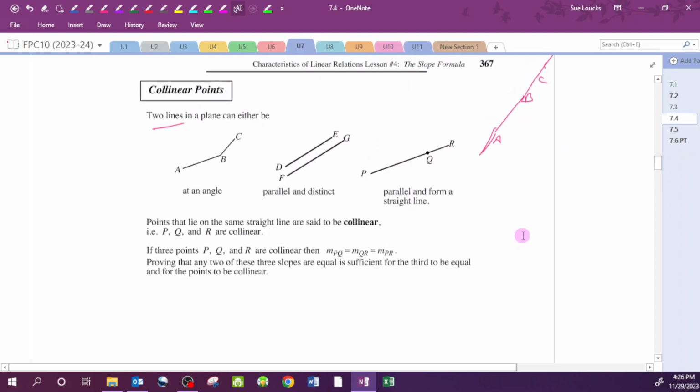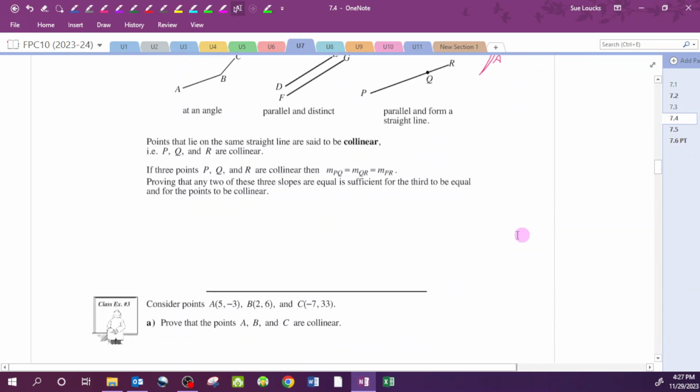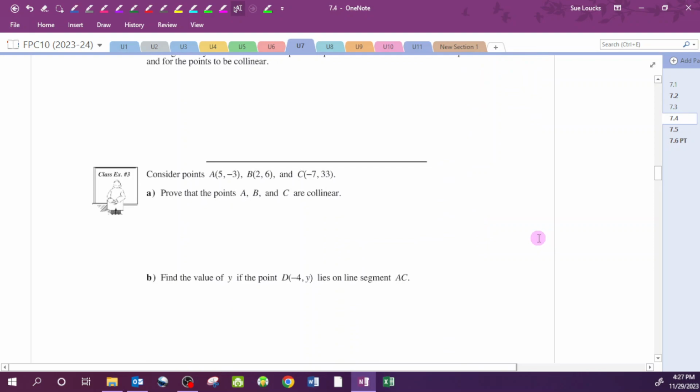If there's a point in common, which in this case is point Q, and the slopes are the same for the two segments, then it's a straight line, because remember, you can measure the slope anywhere on the line, and it's going to be the same for the entire line if we're talking about straight lines. Okay, so it says prove that the points A, B, and C are collinear.